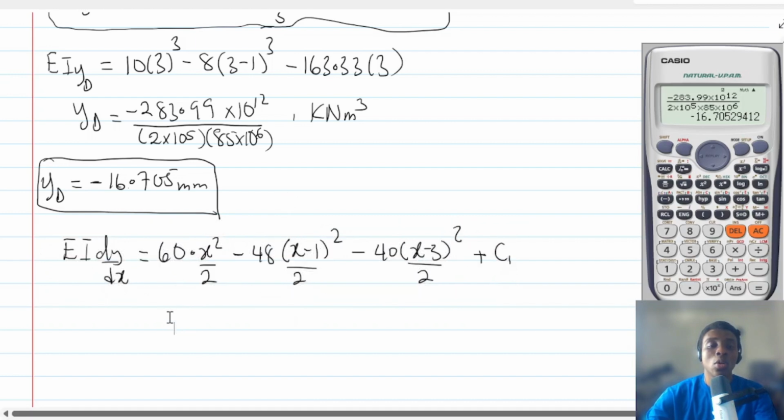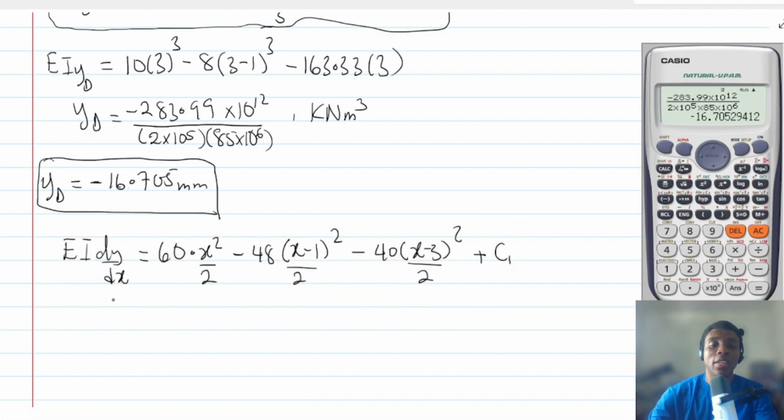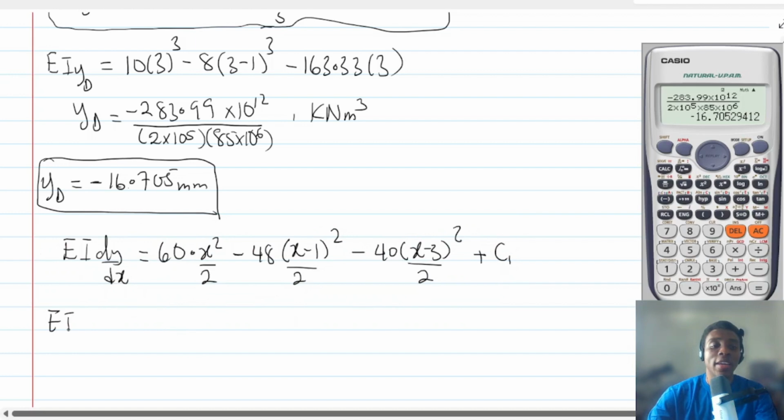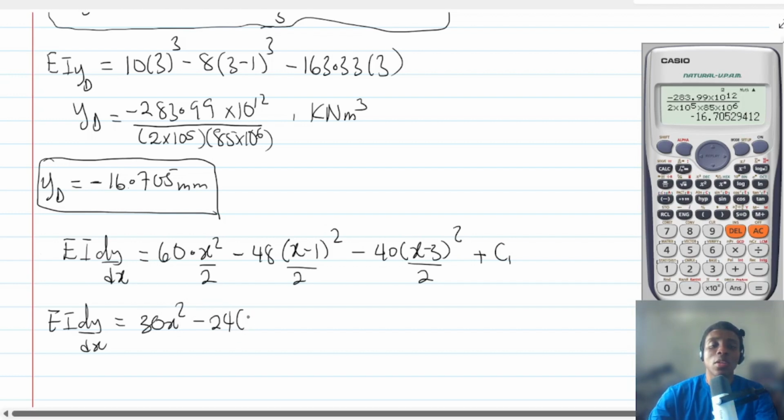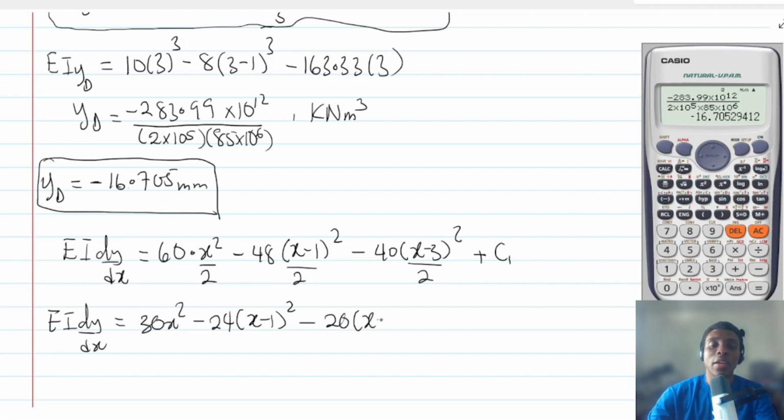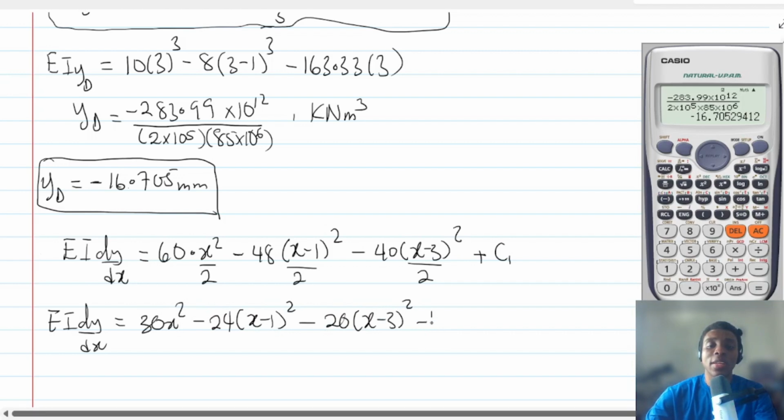All right, so let's try to break it down. EI dy/dx is 30x squared minus 48 divided by 2, which is 24, times (x minus 1) squared, minus 20 times (x minus 3) squared, plus C1. We know C1 already. It was minus 163.33.